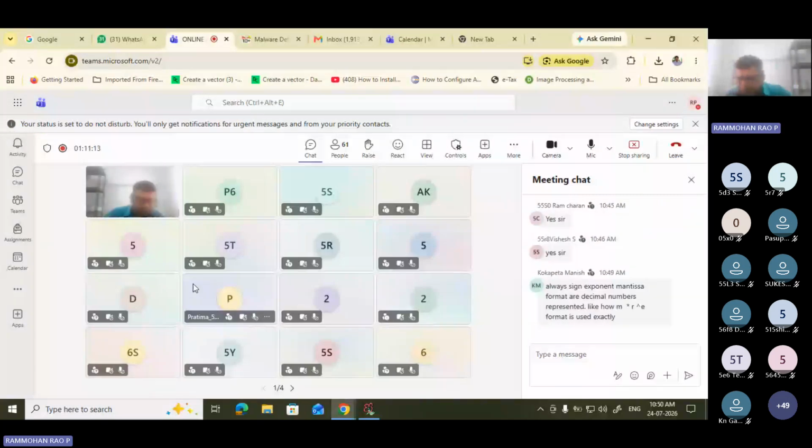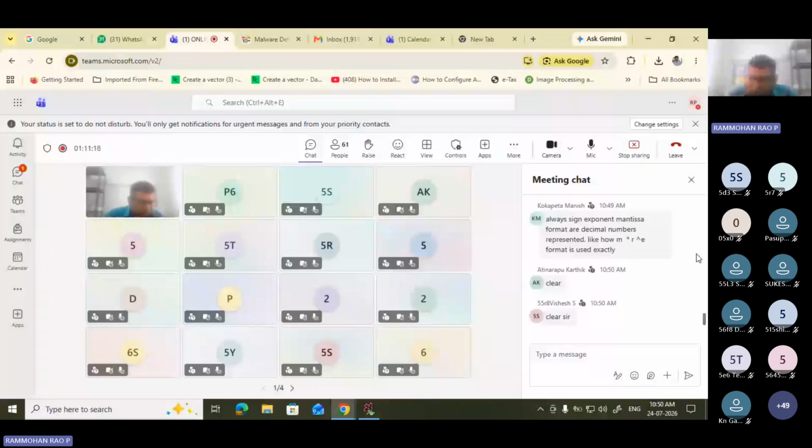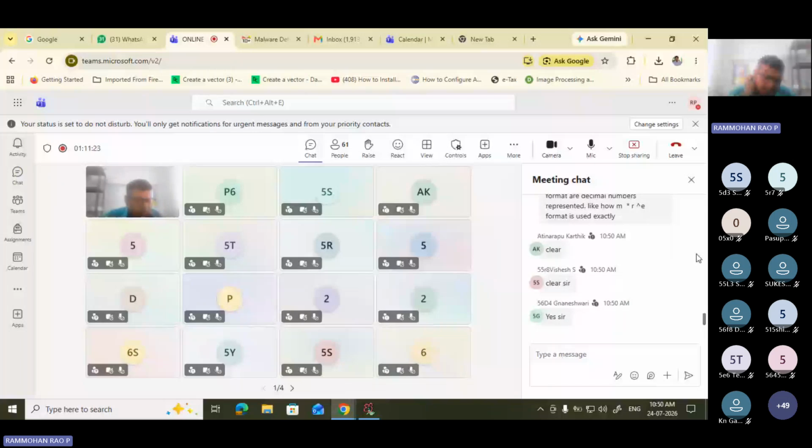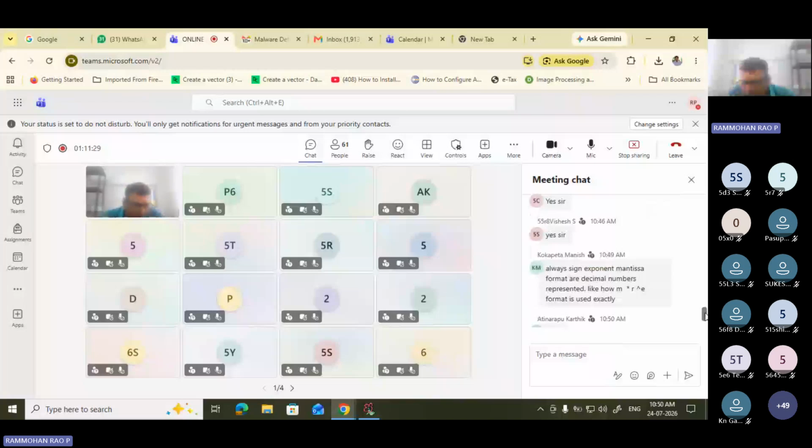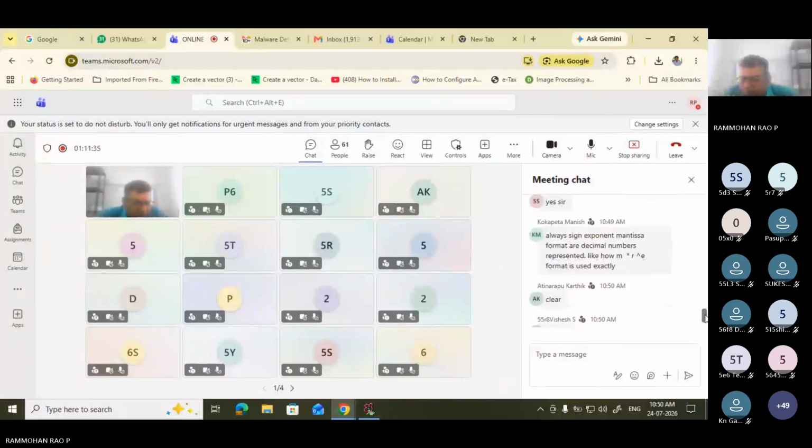Always sign, exponent, mantissa format for decimal numbers? Manish, I did not understand your question. Of course the sign is a decimal number, but it has to be stored in the form of an exponent. See, everything is a decimal number when we are using it. Our number system is always decimal, but internally when it gets converted, the exponent is 8-bit, as we said.